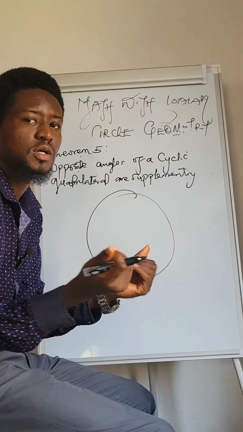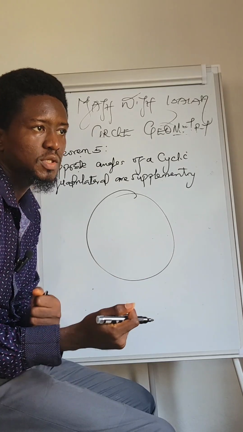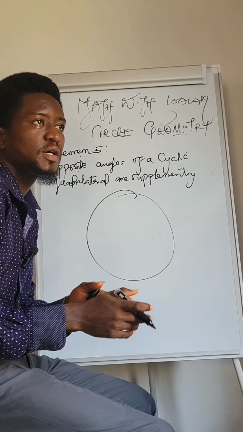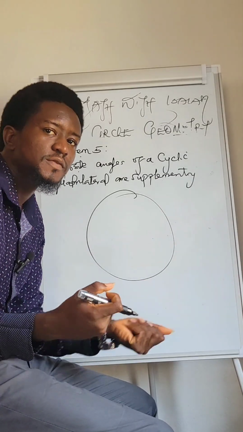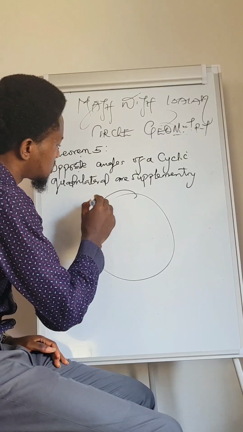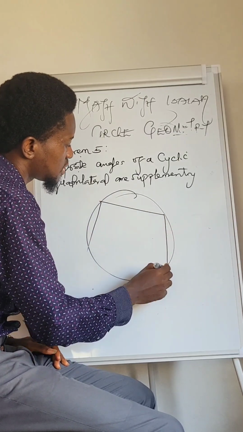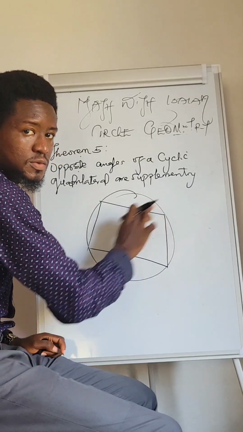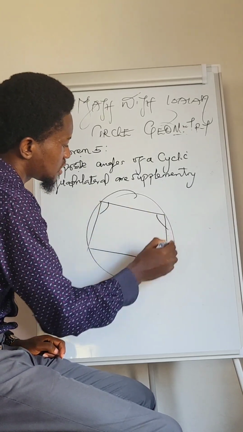Supplementary angles are angles that when you add them together, they make up to 180. So we can have 90 and 90. Okay, that's the right angle. We can have 80 and 100, 50 and 130. So for instance, you have this is a circle. This is a quadrilateral in the circle. Now it says opposite angles. These are the angles here, here, here, here.